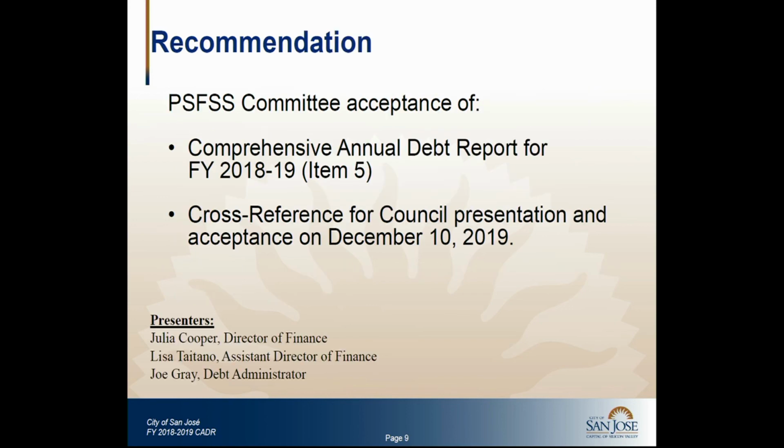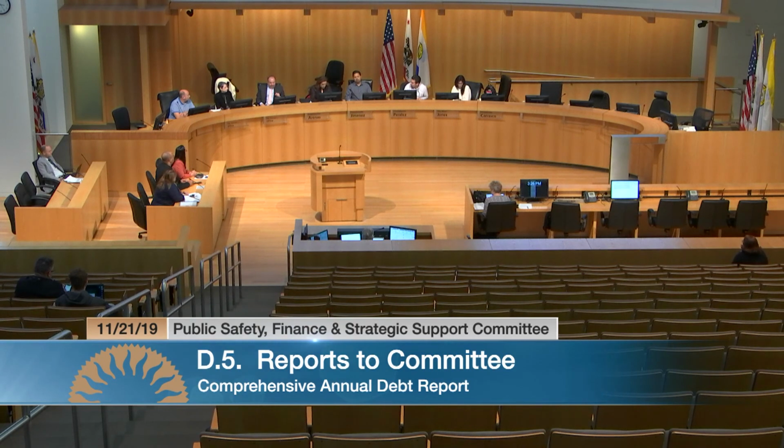So our recommendation is to accept the report and then to cross-reference it to the City Council for December 10th. And you'll receive a hard copy of this report as well when we distribute the CAFR to the full council next week. So with that, we're open to any questions. Thank you very much. Questions from my colleagues? Move to approve and cross-reference. We have a motion with a cross-reference and a second.